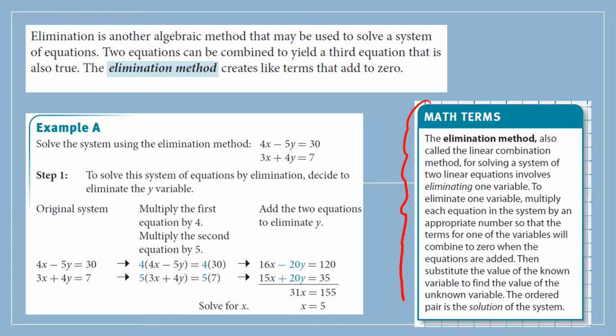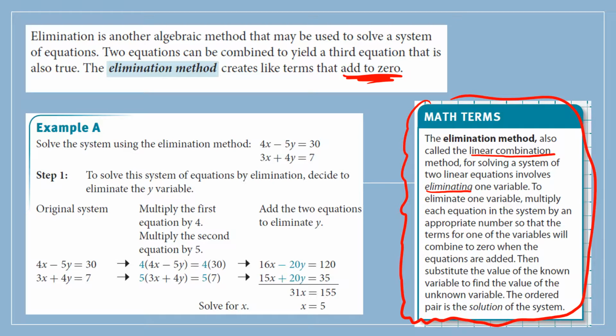So let's make sure we know some vocabulary here. The elimination method, also called a linear combination, you might hear it that way next year, is a method for solving a system of two linear equations, and it involves eliminating one variable. So getting one of them to go away. That's why we're going to make them add to zero. This is usually everyone's favorite method once they learn it.